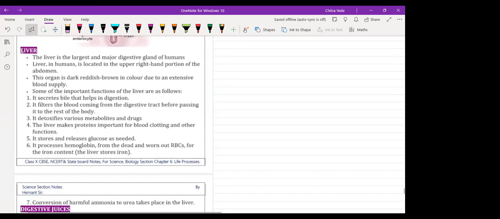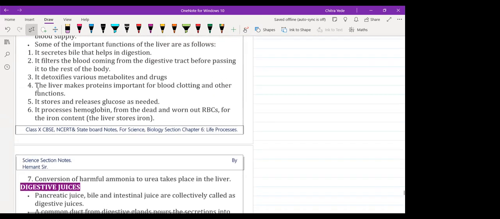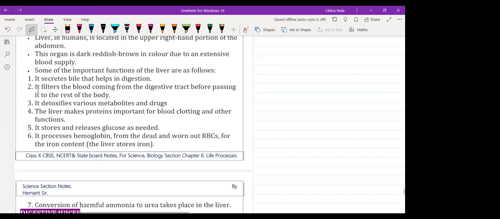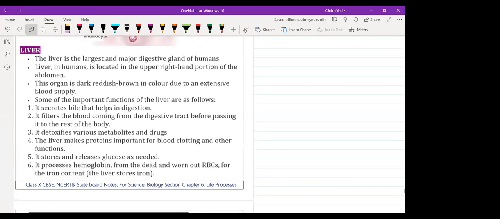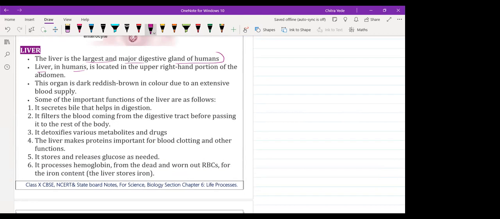Okay, now we have the liver. The diagram is not there. You know, the liver is the largest gland of our body. So here it is given: the largest and major digestive gland of humans is called the liver. In humans it is larger than the pancreas.